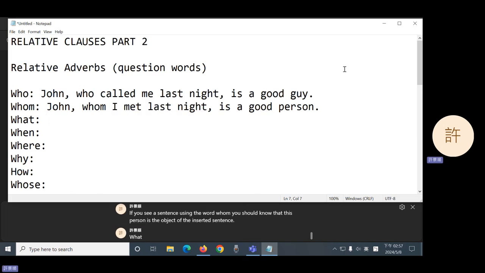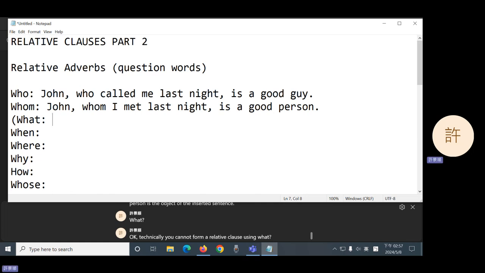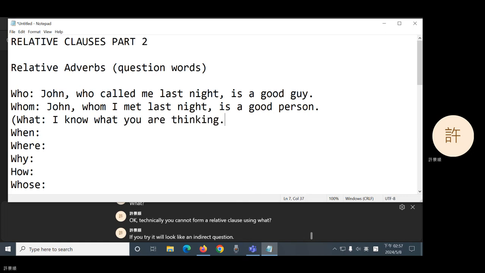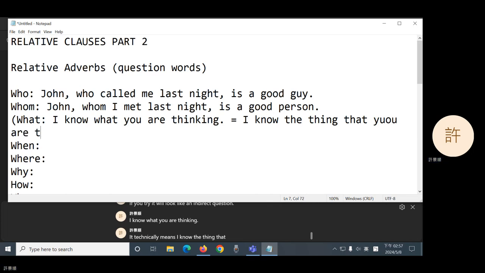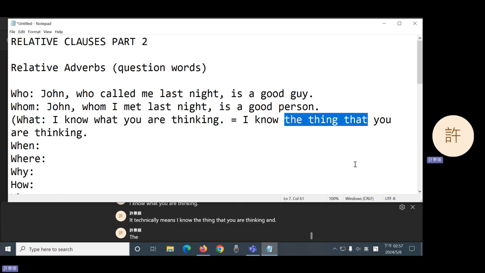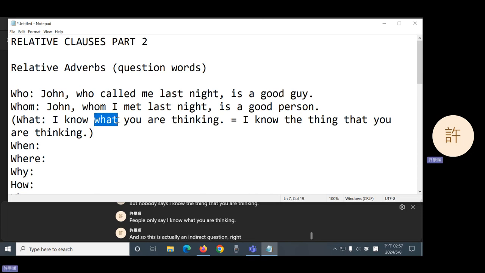What? Okay, technically, you cannot form a relative clause using what. If you try, it will look like an indirect question. I know what you are thinking. It technically means I know the thing that you are thinking, and the thing that equals what. But nobody says I know the thing that you are thinking. People only say I know what you are thinking. And so this is actually an indirect question, right? The question is, what are you thinking?